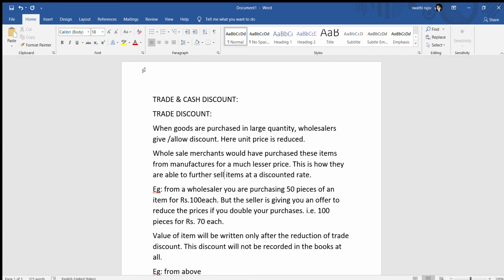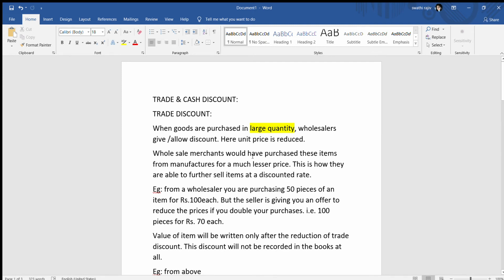When goods are purchased in large quantity, if you are a wholesaler and you're selling, you allow a discount, or if you're purchasing, you are given a discount. How do some wholesalers manage to give a discount? Wholesale merchants would have purchased, this is how it works.